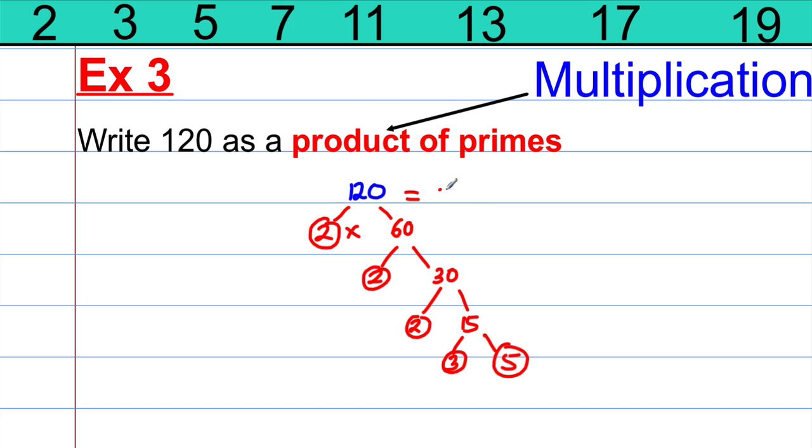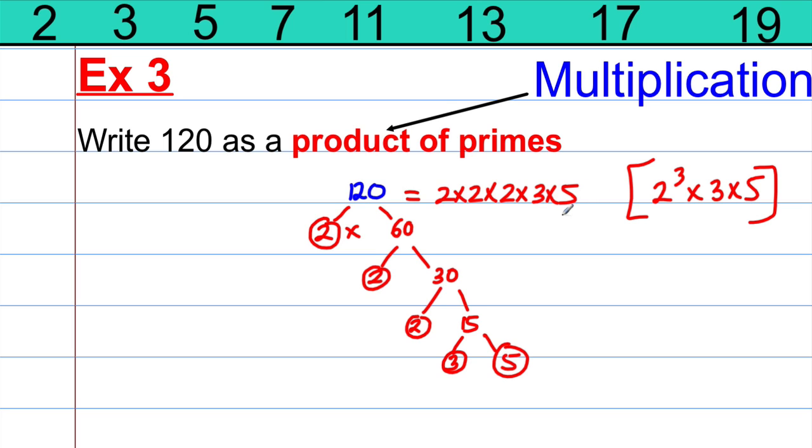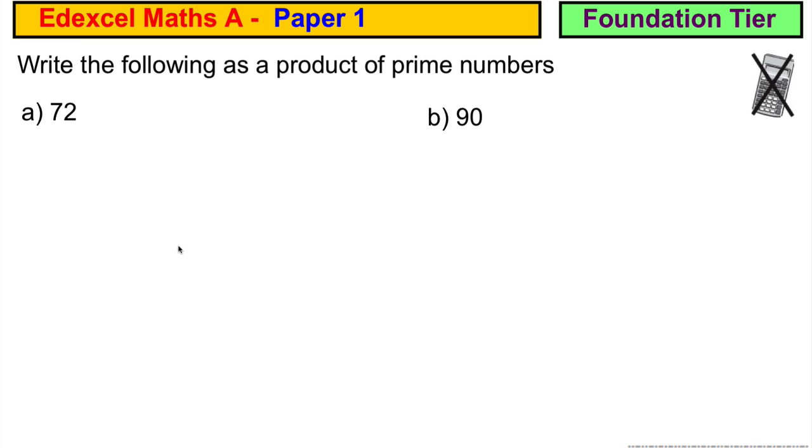So the answer is 2 multiplied by 2, multiplied by 2, multiplied by 3, multiplied by 5, i.e. 2 cubed, multiplied by 3, multiplied by 5. 2 times 2 times 2 is 8, times 3 is 24, times 5 is 120. And we're done. Okay, I'd like to finish by giving you an exam style question.